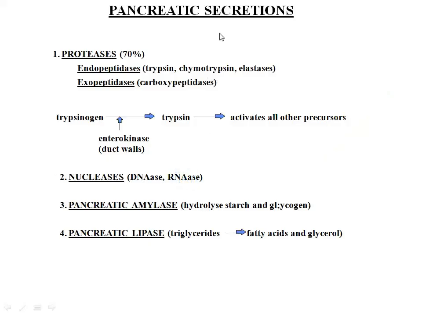Regarding pancreatic secretions, if we consider the exocrine secretion of the pancreas, it produces proteases, which are endopeptidases and exopeptidases. With enterokinase, the trypsinogen converts into trypsin and activates all other precursors. Then there are nucleases secreted by the pancreas, DNase and RNase, and pancreatic amylase, which hydrolyzes starch and glycogen, and pancreatic lipase, by which triglycerides are broken into fatty acids and glycerol.